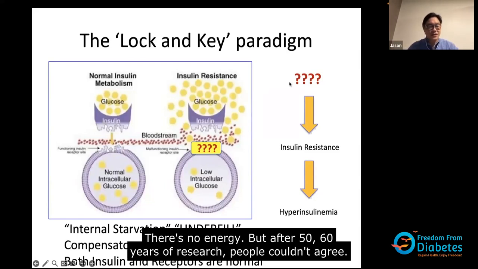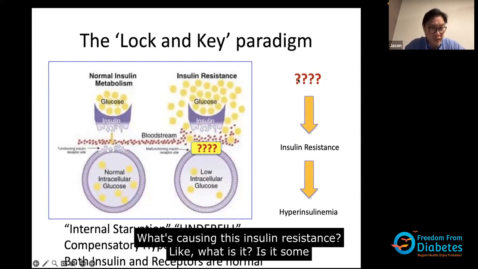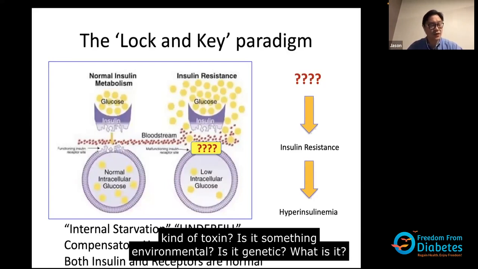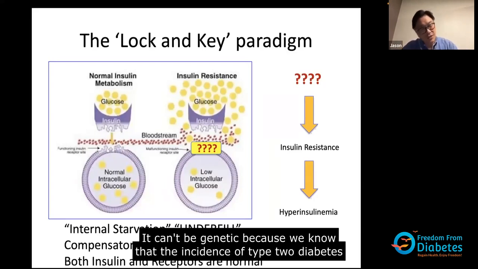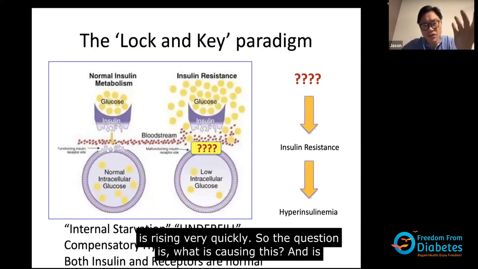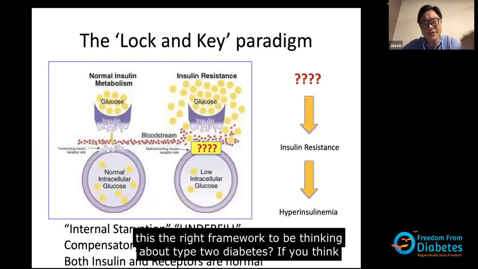But after 50, 60 years of research, people couldn't agree what's causing this insulin resistance. Like, what is it? Is it some kind of toxin? Is it something environmental? Is it genetic? It can't be genetic, because we know that the incidence of type 2 diabetes is rising very quickly. So the question is, what is causing this? And is this the right framework to be thinking about type 2 diabetes?